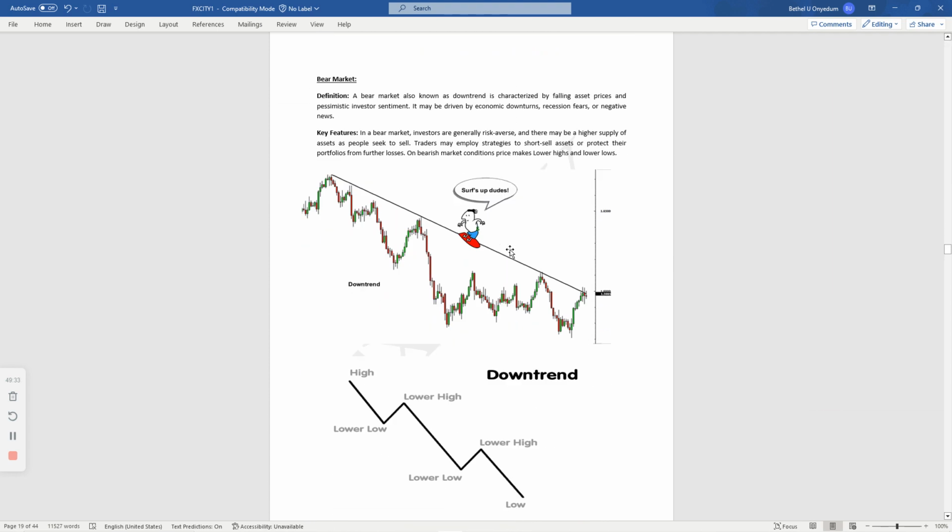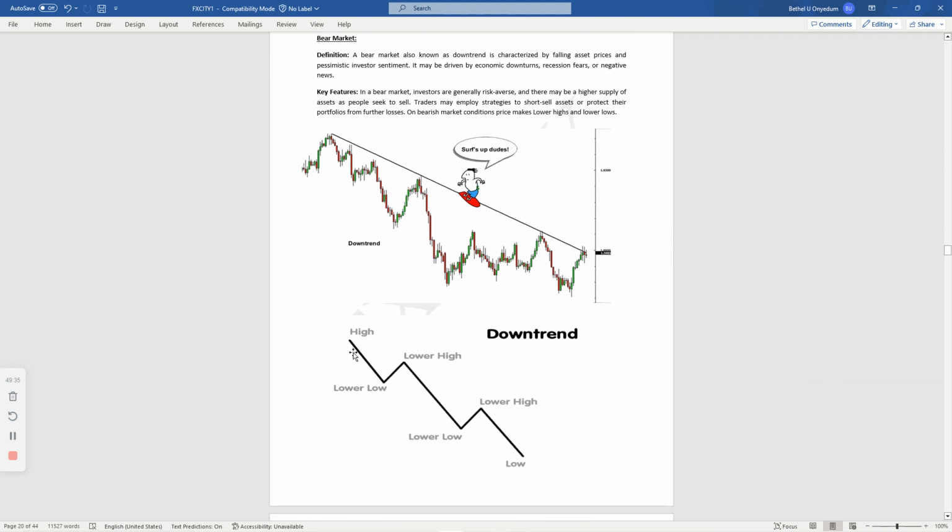So the same goes for a downtrend. When price is trending down, it's making lower highs and lower lows. It's a bit confusing. So lower highs: this is a high that is lower than the previous high. This is a high that is lower than the previous high, and it will also make a low that is lower than the previous low.